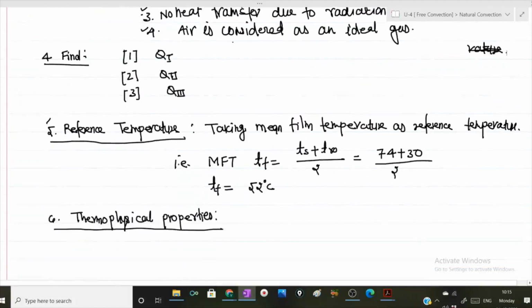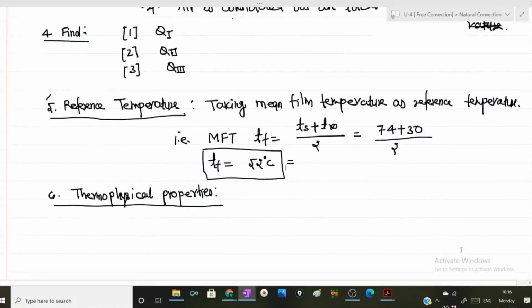Step number 5, let us identify the reference temperature. In case of free convection, unless otherwise mentioned, generally the mean film temperature is taken as the reference temperature. And mean film temperature is given as Tf is equal to (Ts plus T infinity) by 2. Ts is 74, T infinity is 30, divided by 2. So Tf or reference temperature comes out to be 52 degrees Celsius. In Kelvin, you can calculate it.